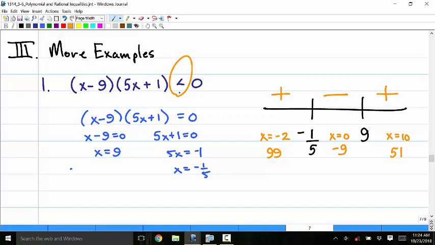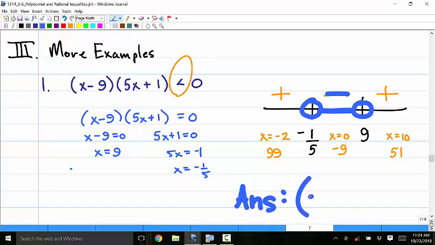Go back up to your inequality. Do I want the zeros, x equal negative 1/5 and x equal 9? No, because there's no equal to here, so these are going to be open. Less than symbol corresponds to negative numbers, so I want this piece. My answer will be negative 1/5 with a parenthesis to 9 with a parenthesis.